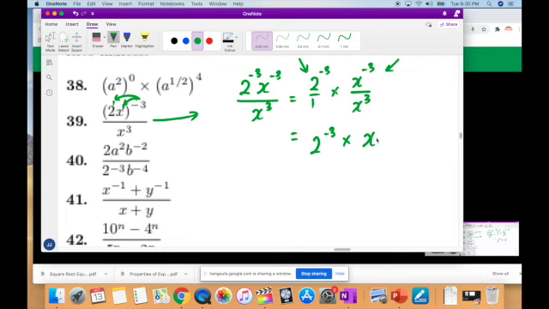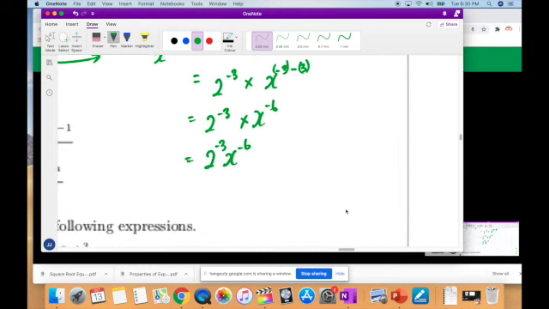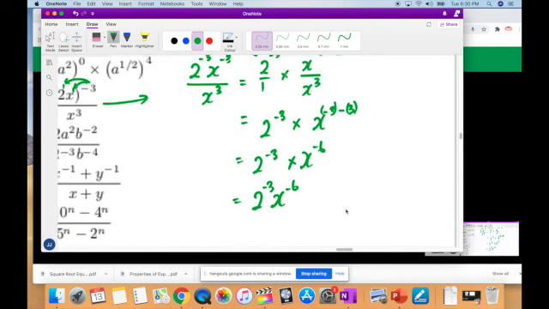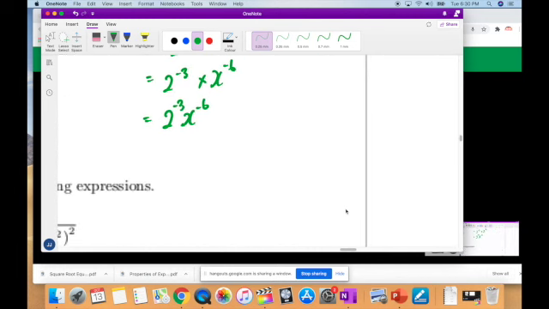Right? So I can see that this is just 2 to the negative 3, and that is being multiplied by x to the negative 3 minus 3. Yeah, so you have to minus the indices. The first index is negative 3 and the second index is 3, and I'm subtracting that. So that is x to the negative 6. So now I have 2 to the negative 3 times x to the negative 6. Now, if I want, I could simplify this further.